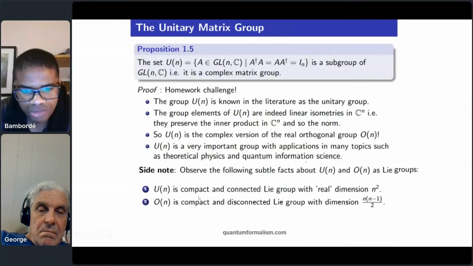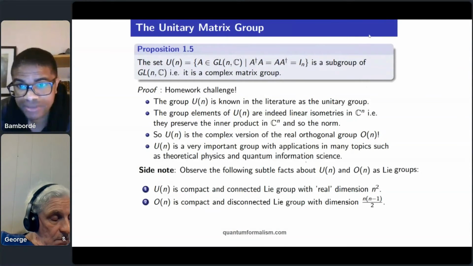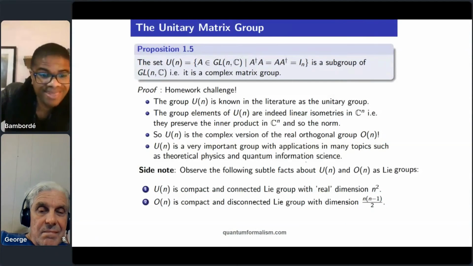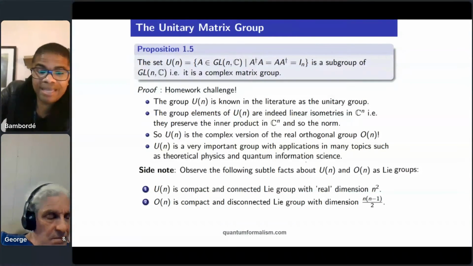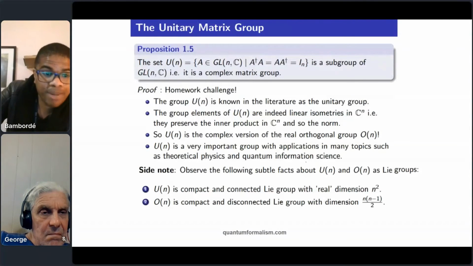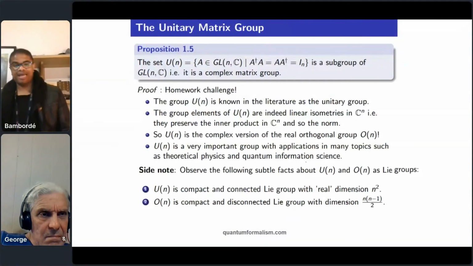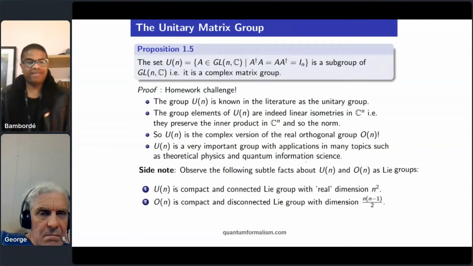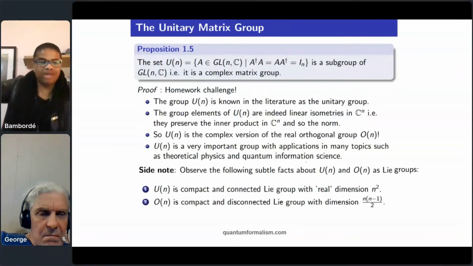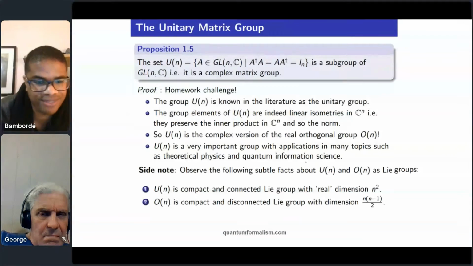So U(n), the unitary group, is compact and connected with real dimension. Notice this, I'm only saying real dimension, I'm not using complex dimension here. There's something very interesting happening here. Even though the entries of the unitary group are complex, it happens to be a real Lie group. This is something that you will understand later on in the course.